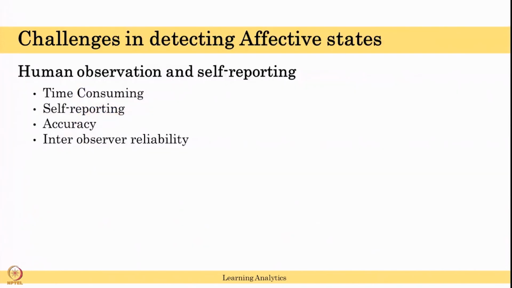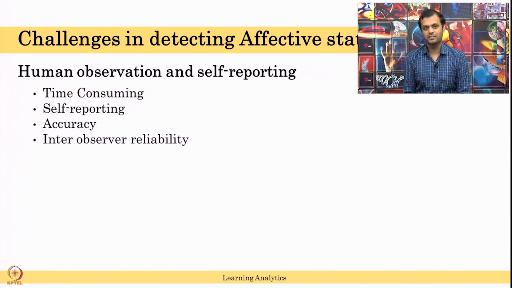Human observation and self reporting are time consuming. Firstly, if you do human observation, I said that it takes several hours to code 5 minutes of video. Self reporting itself is a problem, in the sense that students' self reports may not be true, so you have to confirm whether the self reporting is correct or wrong. And if human observation happens once in 20 seconds and self reporting also happens at an interval, the accuracy of this system is not so great.